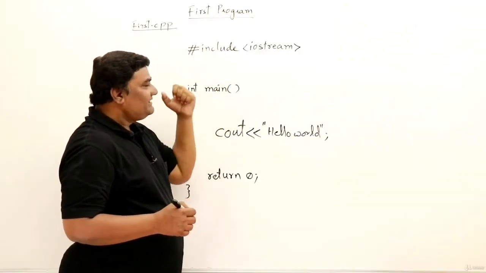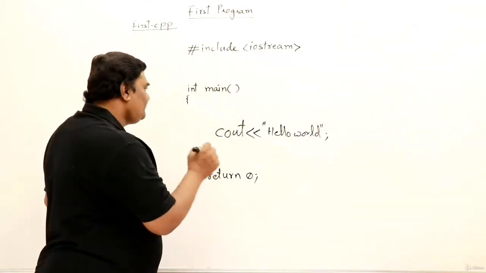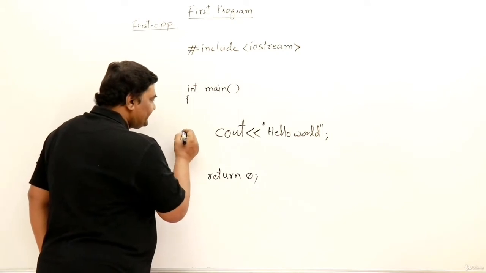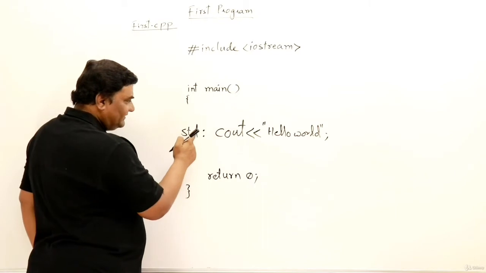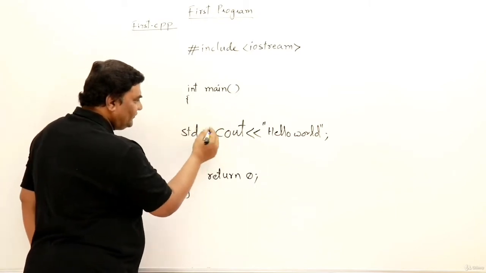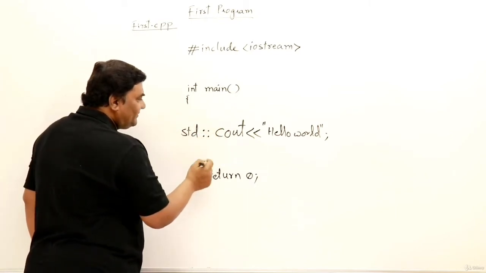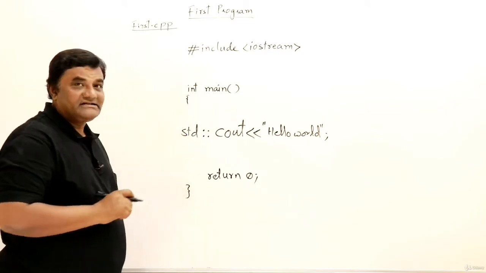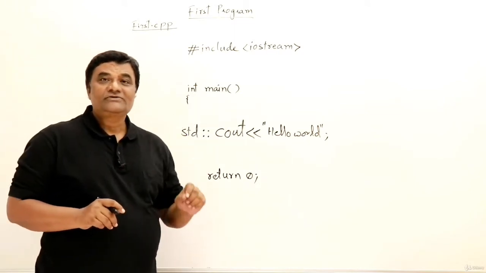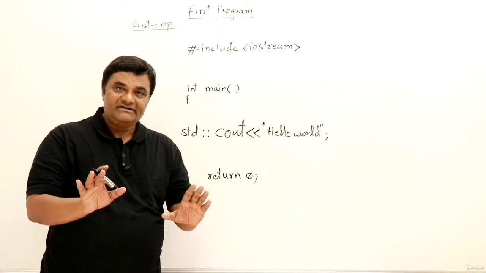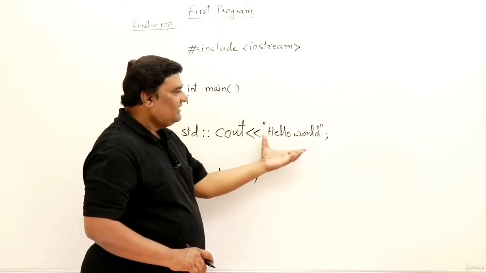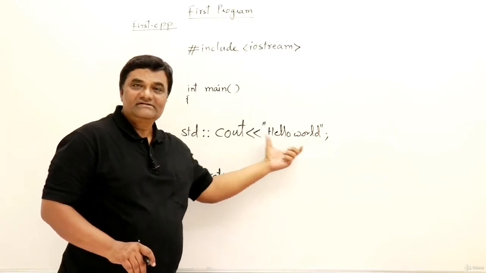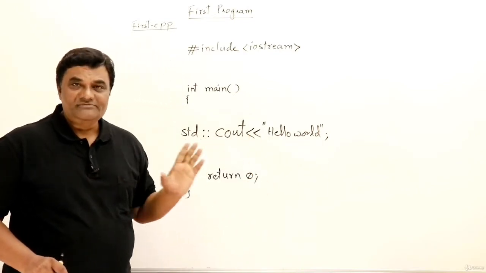This cout, as it is present there, we cannot use it directly. We have to write namespace. So I have to write std double colon. This symbol you will find on the keyboard; you hit it two times. Colon and colon, that is double colon. This is called scope resolution. So the correct method is to write std scope resolution, then cout and whatever you want to give. This is how we use that cout object.